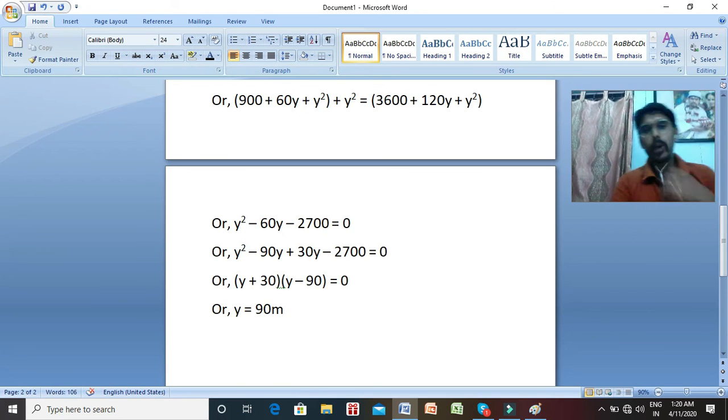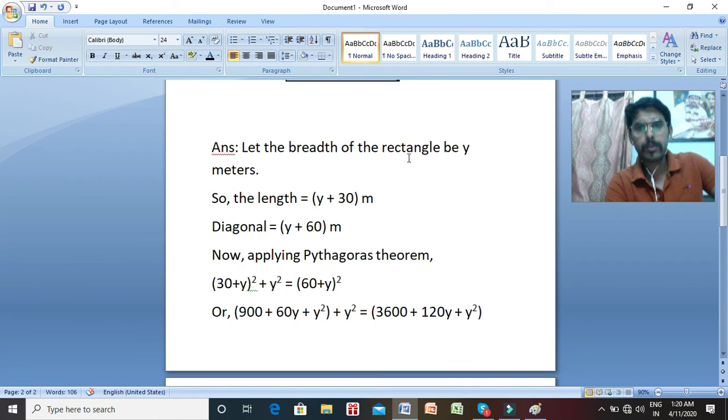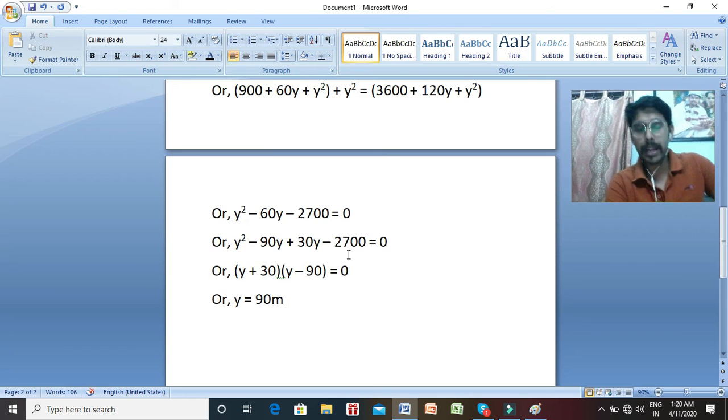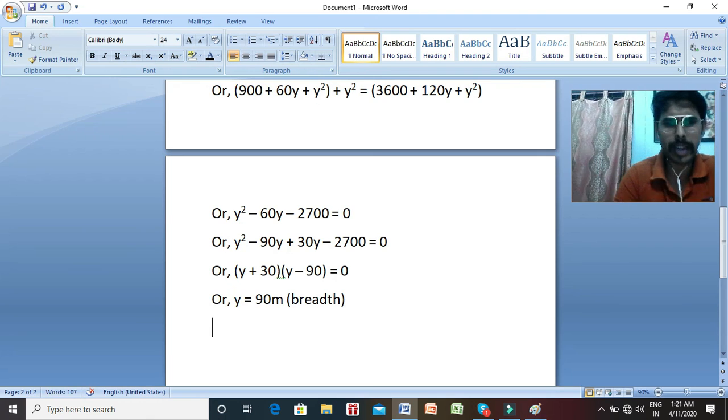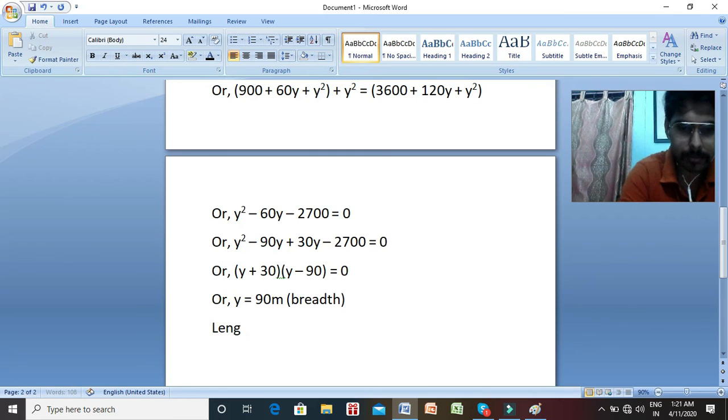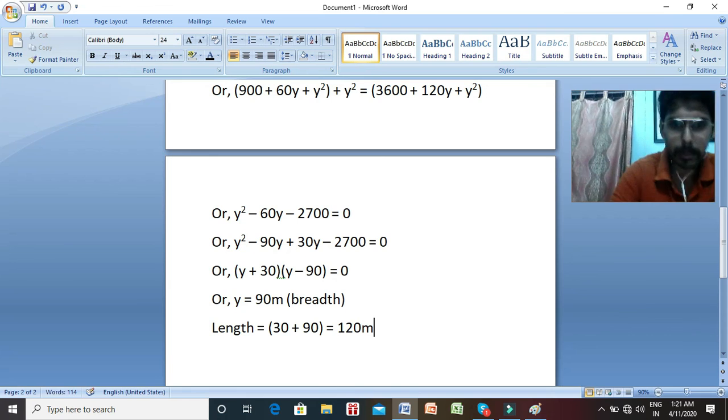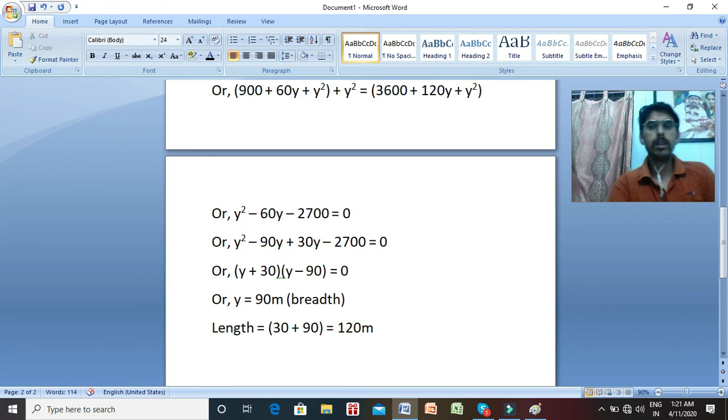Why? Because if y equals minus 30, we know minus 30 meter cannot be a value for the width of a rectangle, because y is our width of the rectangle. So the width of the rectangle can only be 90 meter. That is the required breadth of the rectangle. So what will be the length? That should be 30 plus y, where y equals 90, so it should be 120 meter. So that is the final answer of this question.